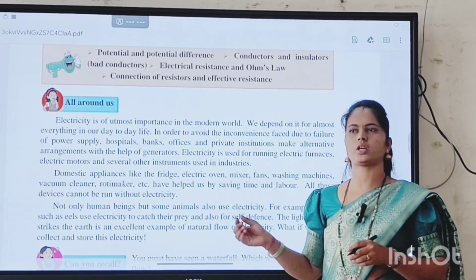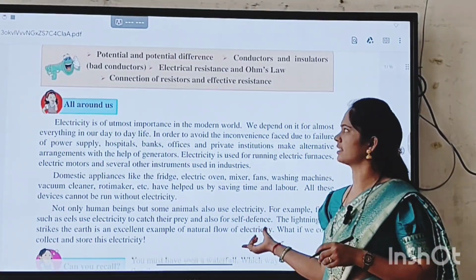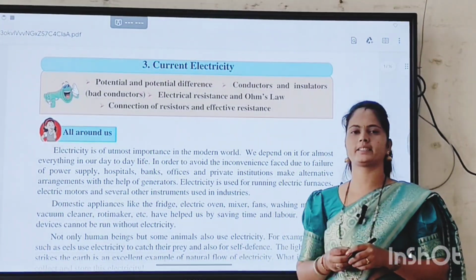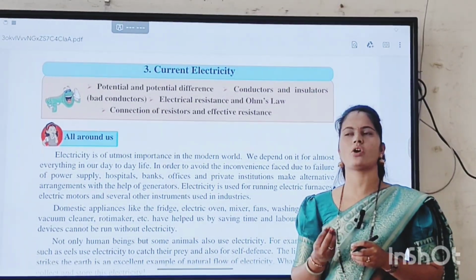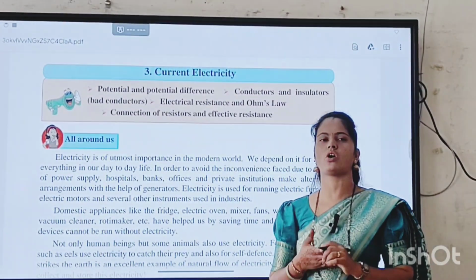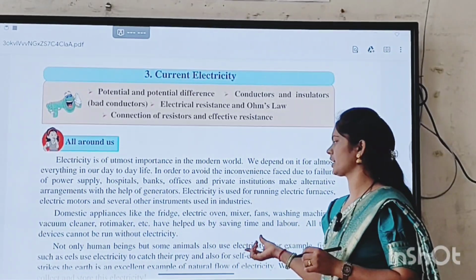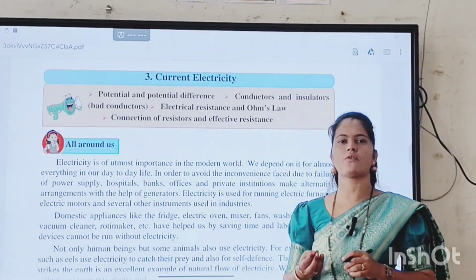Today we are going to start the third chapter from class 9, Current Electricity. So what do you mean by current? Current means a flow of charged particles or flow of electrons, and we can measure current in the unit of ampere.